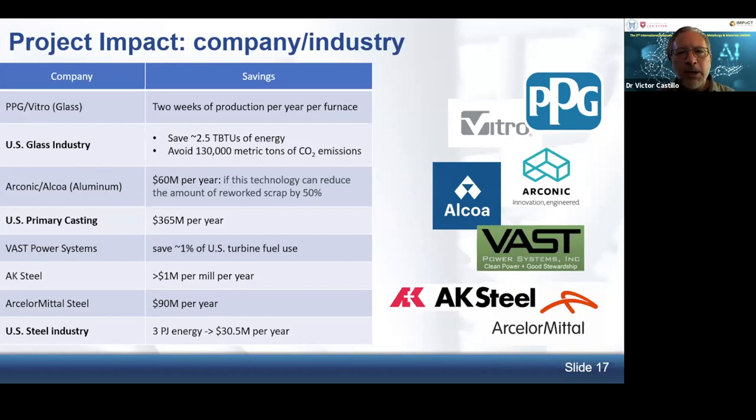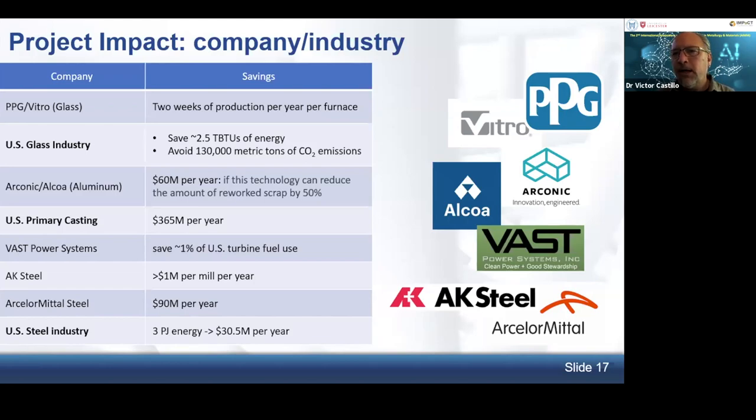For aluminum companies, their estimation of how much they're saving is about $60 million a year if they can reduce half the scraps from their casting facility. And they estimate that the U.S. primary casting could save about $365 million a year by reducing 50% of their scrap waste.